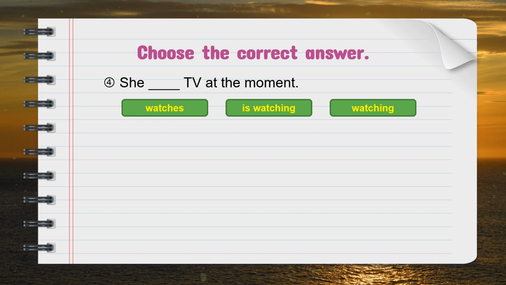Now, she watches TV at the moment. She is watching TV at the moment. Or she watching TV at the moment. Think about it. Okay, great. She is watching TV at the moment. Now, this is an action taking place at the same time of speaking.